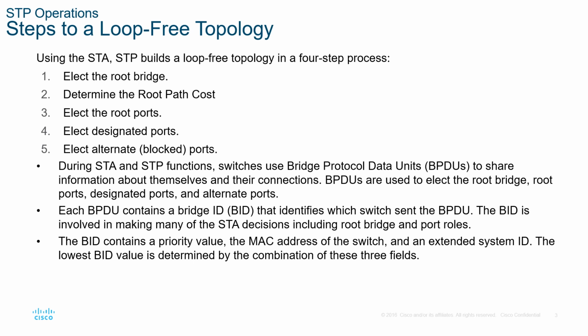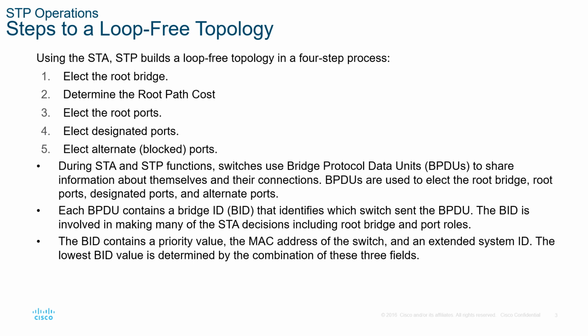Now, the way to create a loop-free topology is by electing the alternate ports, or the block ports. STP will determine which port to be blocked so that the frame forwarding will not be in a loop. There are 5 steps that we need to do using the STA. What is STA? The spanning tree algorithm. There are 5 steps, actually, there are 4 steps. You need to elect the root bridge, but I include determining the root path cost within the steps, because in order for you to elect the root ports, the designated port, and the block port, we first need to determine the root path cost.